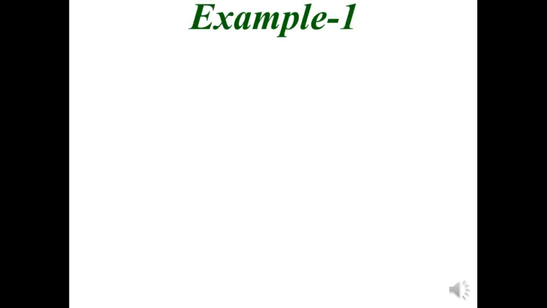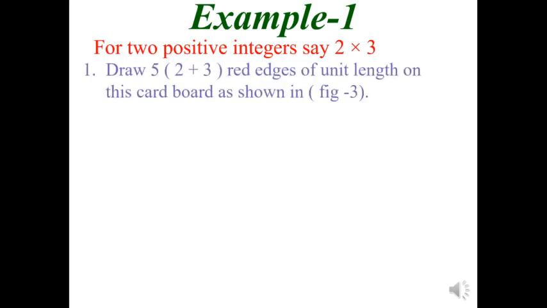Then let us take an example, example 1. For two positive integers, say 2 multiplied with 3. Here we have to multiply two positive integers 2 and 3. So draw 5, that means 2 plus 3. So 5 red edges, because both 2 and 3 are positive. So we have to draw 5 red edges of unit length on this cardboard as shown in figure 3.